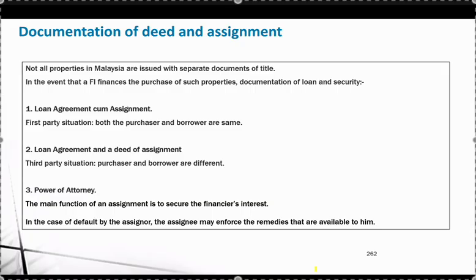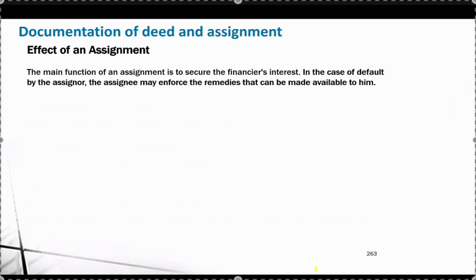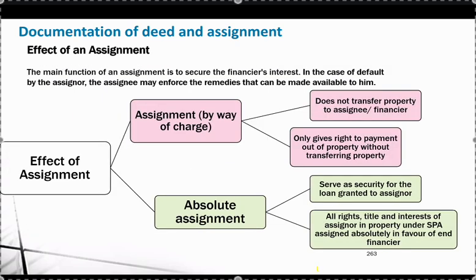Slide 262 onwards is what we call the assignment. Here we have the loan agreement cum assignment, the first party situation, where purchaser and borrower are the same. A loan agreement and deed of assignment is where borrower and purchaser are different. There are two effects of assignment: assignment by way of charge or absolute assignment. By way of charge doesn't transfer property to the assignee financier, it only gives the right of payment on the property without transferring property. Absolute assignment, all rights tied to the interest of the assignor are assigned absolutely in favor of the financier.